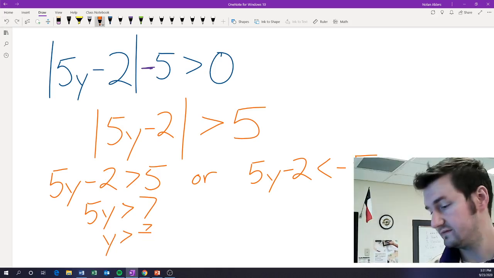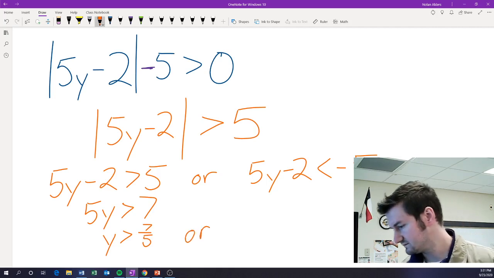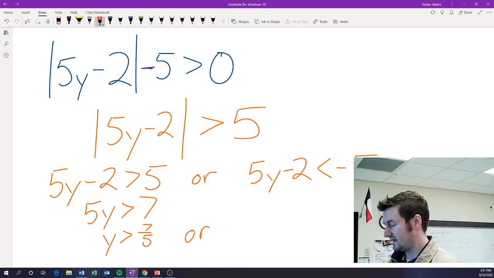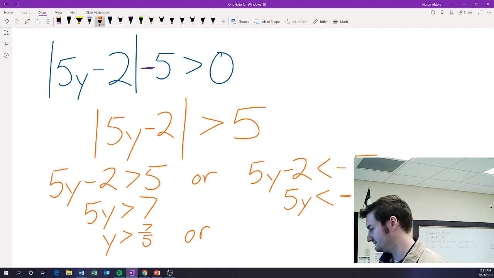That's supposed to be a 5. Let's try that again. Or, add the 2, so we'll have 5y less than negative 3, and divide by 5, so we'll have y less than negative 3/5.